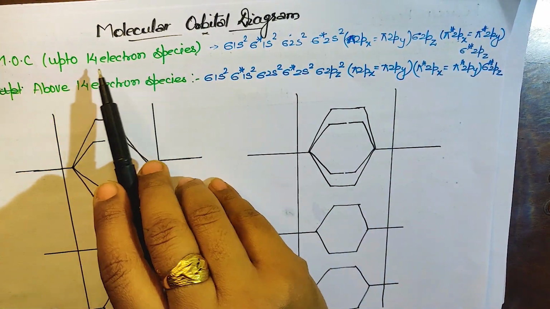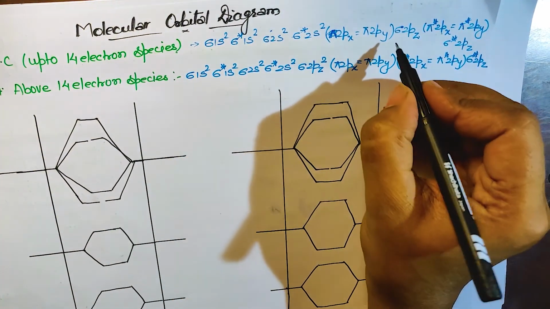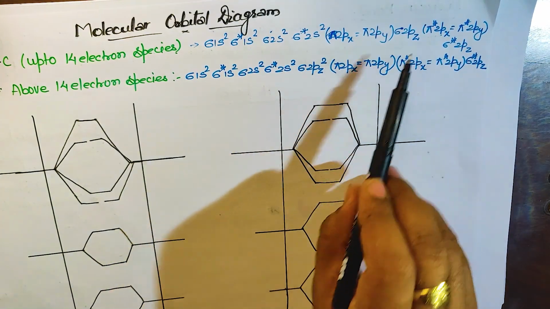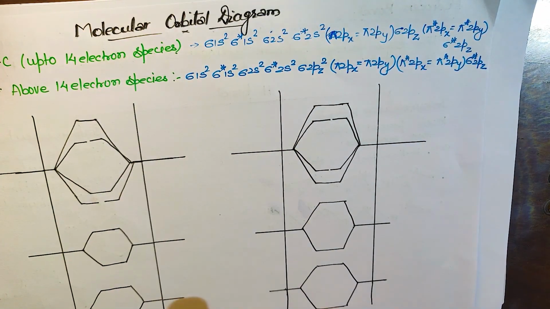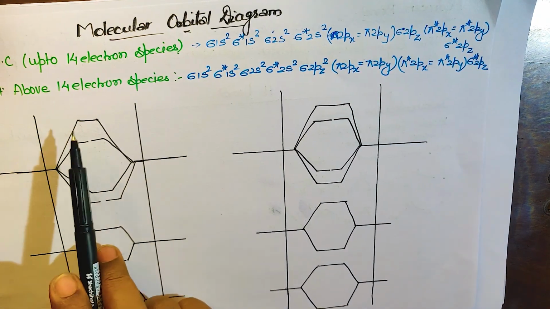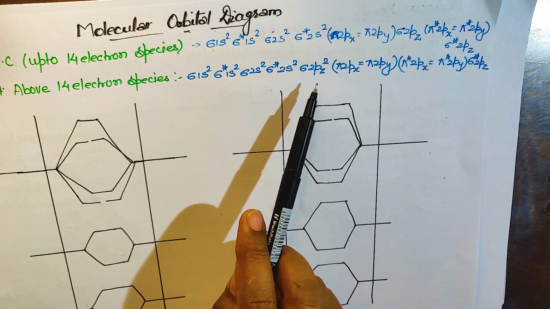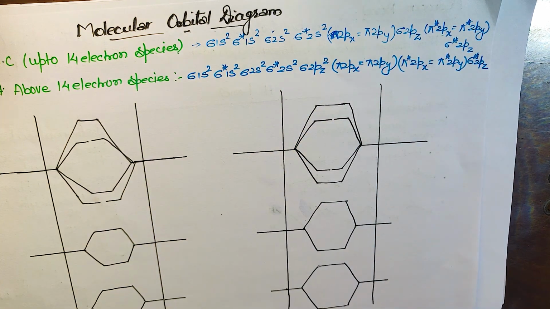That means up to 14 electron species, sigma 1s to sigma. What is the difference? The difference is that 2pz will come after the pi. So 2px, 2py, and then 2pz will be there. While if it is above 14, then sigma 2pz will be first and then pi will be there. I hope it is clear.